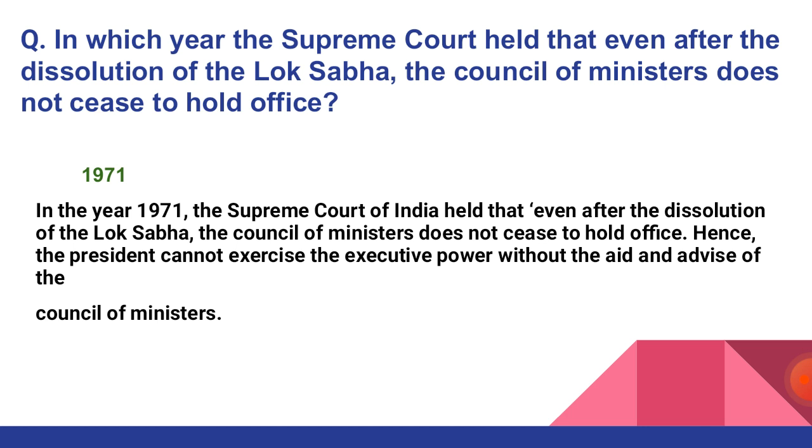Next question. In which year did the Supreme Court hold that even after the dissolution of the Lok Sabha, the Council of Ministers does not cease to hold office? Answer, in the year 1971. In the year 1971, the Supreme Court of India held that even after the dissolution of the Lok Sabha, the Council of Ministers does not cease to hold office. Hence, the President cannot exercise the executive power without the aid and advice of the Council of Ministers.